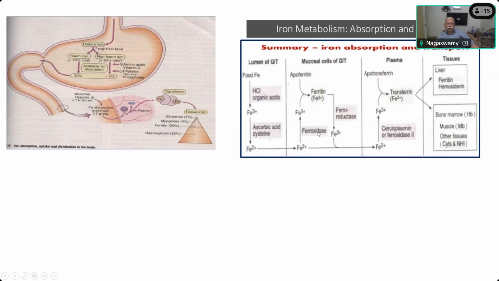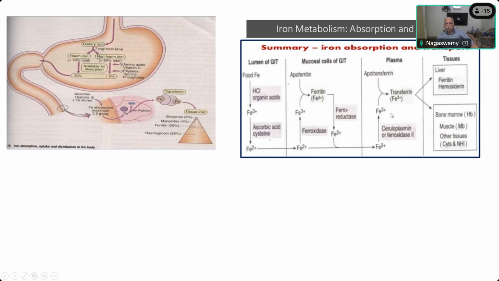So ferrooxidase converts Fe2 to Fe3, ferroreductase converts Fe3 to Fe2, and so please remember Fe2 is the form which can come across a cell membrane. Fe3 cannot move out of a cell or cross a cell membrane. Only the ferrous form can get transferred from the gut lumen to the cell, from the cell to the plasma. It is only the ferrous form. But the storage form has to be converted to ferric.